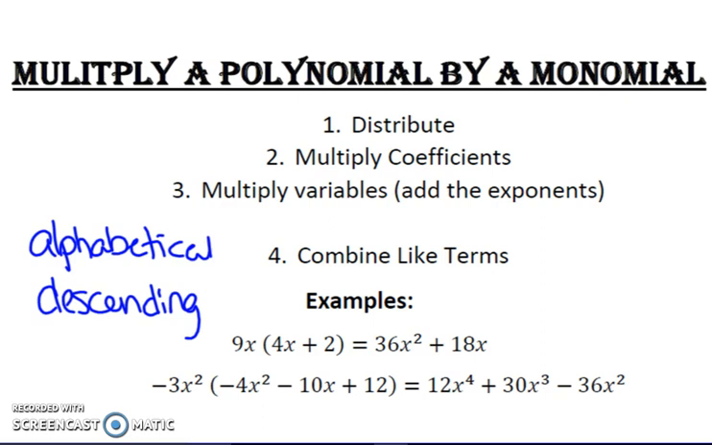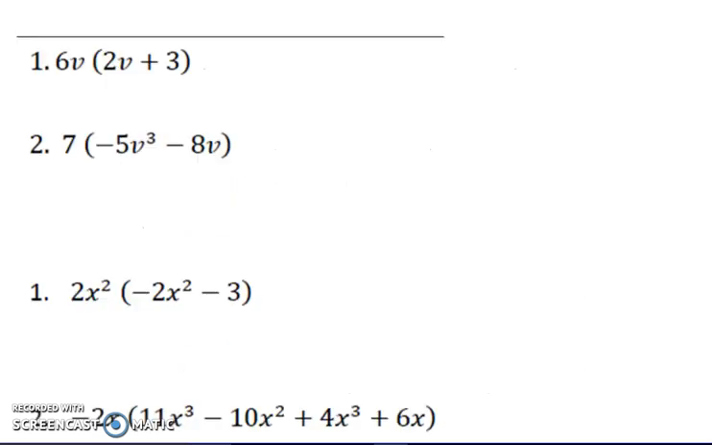Now, if we look at our examples, we have 9x, we distributed it to the 4x and to the 2. Well, 9x times 4x is 36x squared because both have an exponent of 1. And 9x times 2 is 18x. The one at the bottom, we're distributing this negative 3x squared to all of our terms. We end up with 12x to the 4th, 30x cubed, and negative 36x squared. Again, they're in descending order. Make sure you keep it that way.